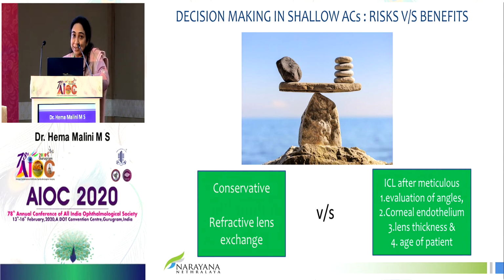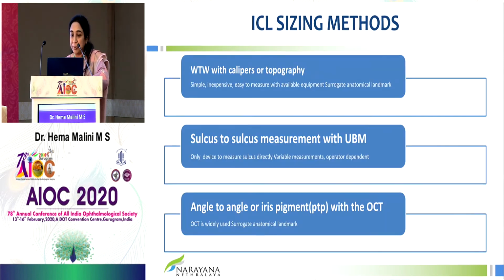Versus if you still want to proceed with an ICL, probably in the hands of an experienced surgeon, these are the parameters that you need to carefully watch out for. Evaluate the angles, assess and reassess the corneal endothelium, look at the lens thickness, age of the patient, and then take a call whether you want to actually proceed.